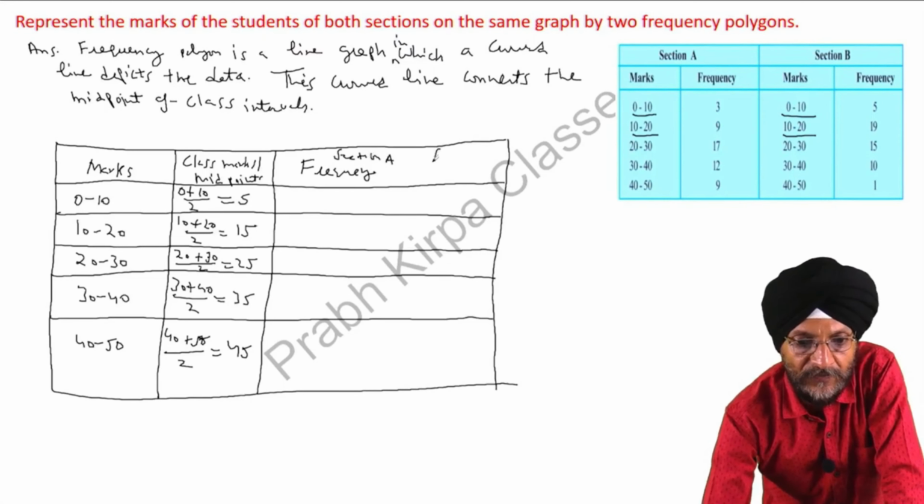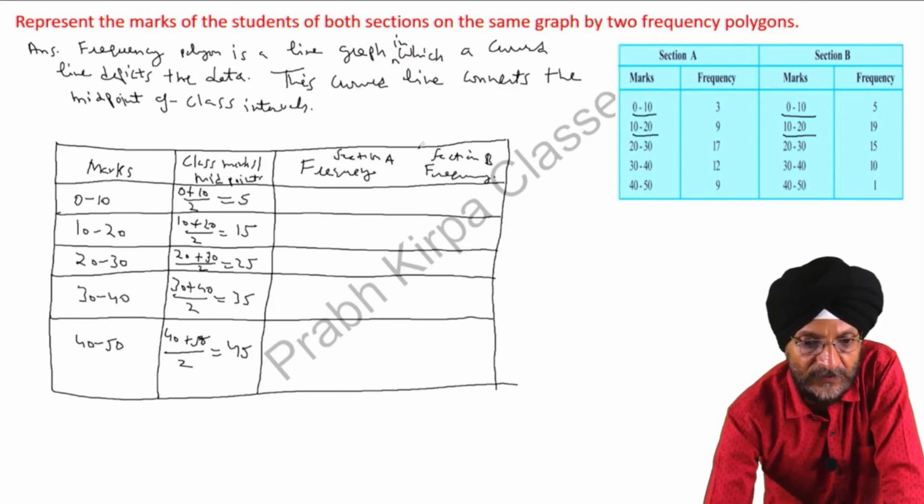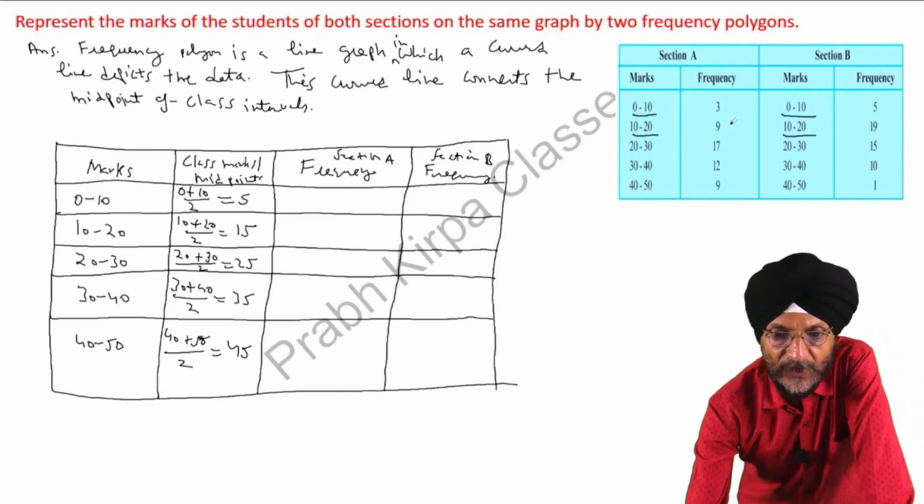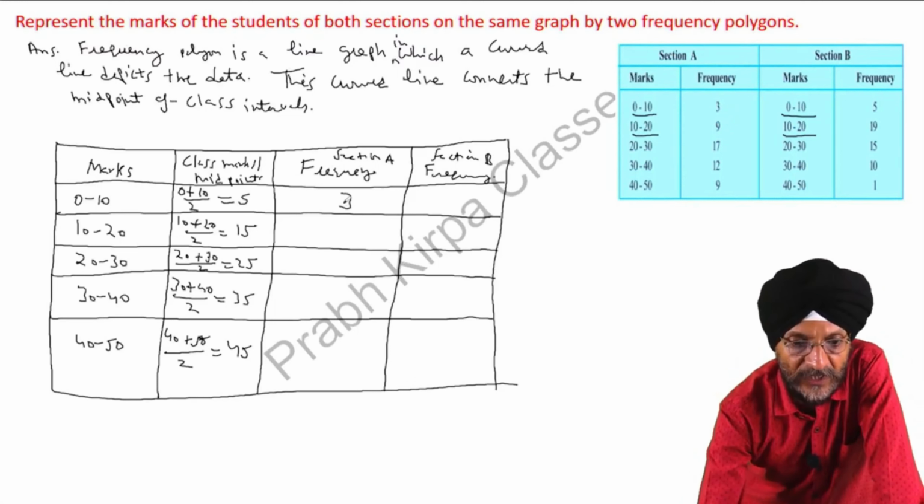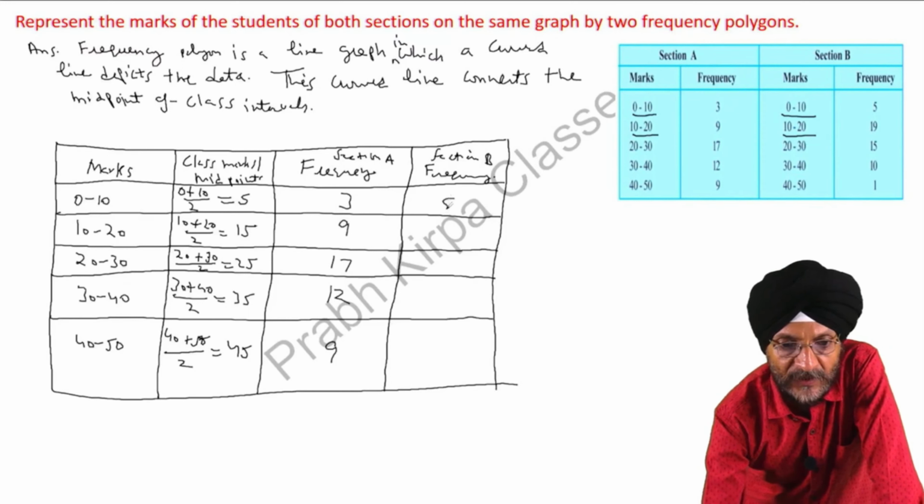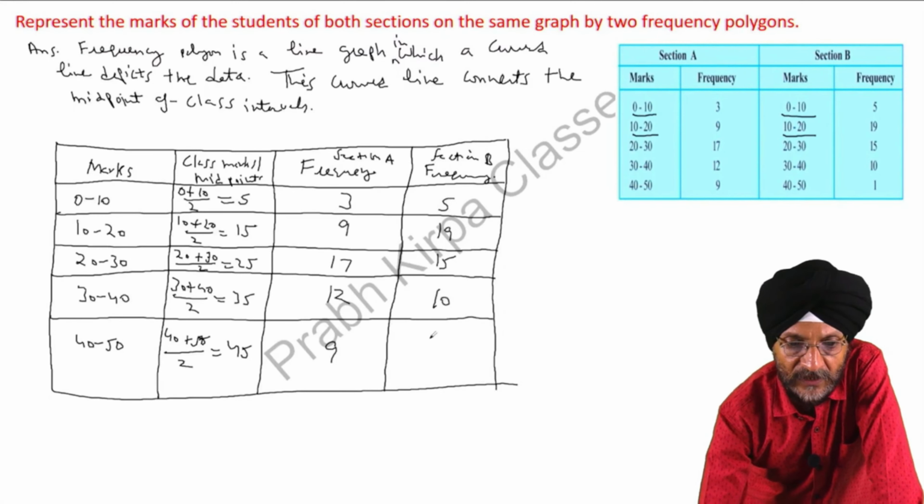Section A, section B, frequency. What is the frequency A? In the case of A, it is 3, 9, 17, 12, 9, 5, 19, 15, 10, 11.